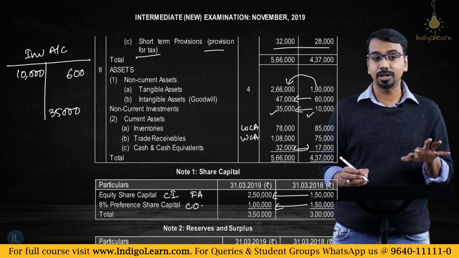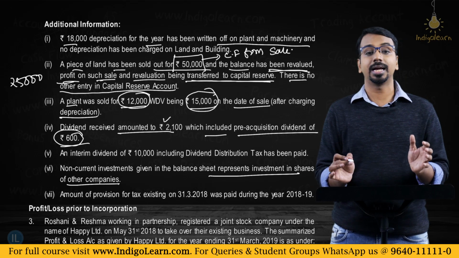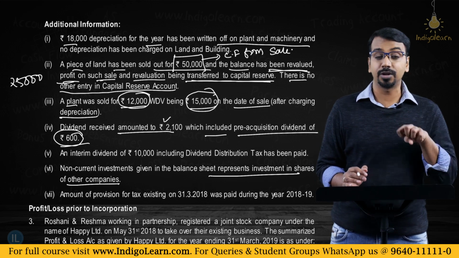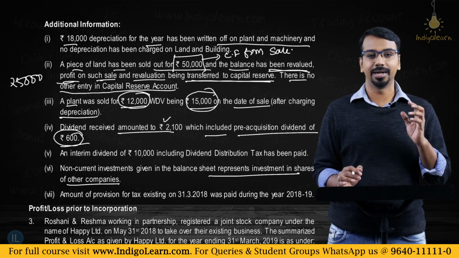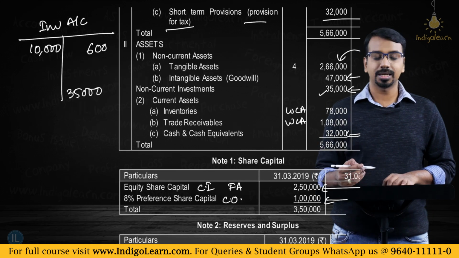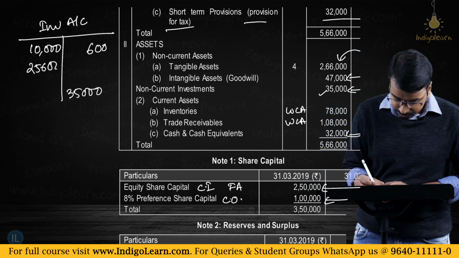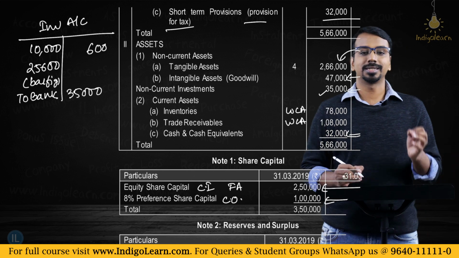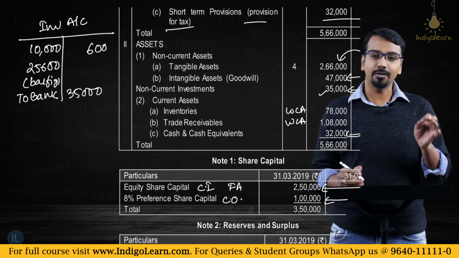Now, is there any other information? Let's see. It says non-current investment represents investment in shares. Other than that, there is no information relating to non-current investments, which means this is the information we have. With that, we can figure out the amount of investment made. So 35,000 plus 600, 35,600 minus 10,000, you get 25,600. This is your balancing figure of purchase. So you will say to bank 25,600.